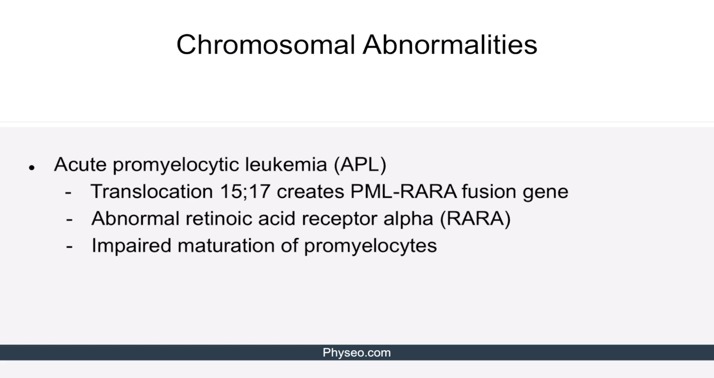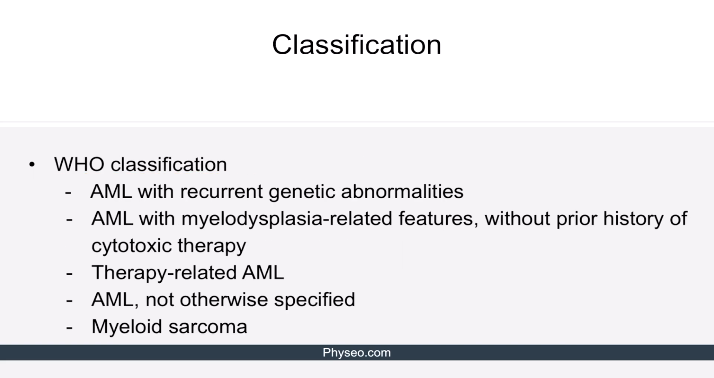Starting slide 16. Let's discuss the chromosomal abnormalities of a specific AML subtype known as acute promyelocytic leukemia, or APL. APL is caused by a 15;17 translocation that creates the PML-RARA fusion gene. This fusion gene results in an abnormal retinoic acid receptor alpha on the surface of promyelocytes. Therefore, there is impaired maturation of promyelocytes.